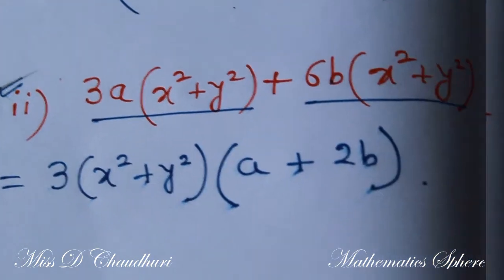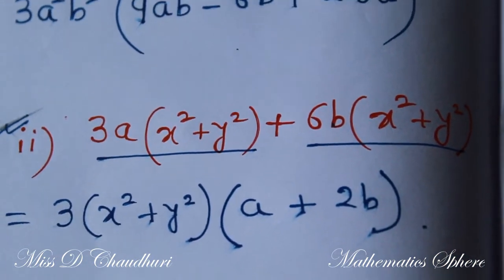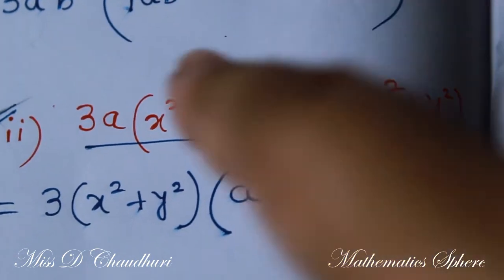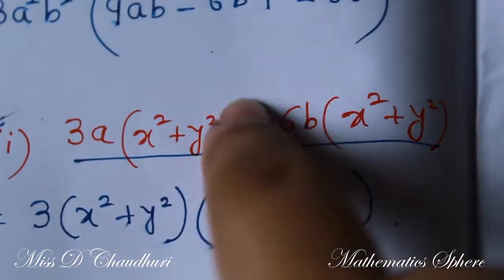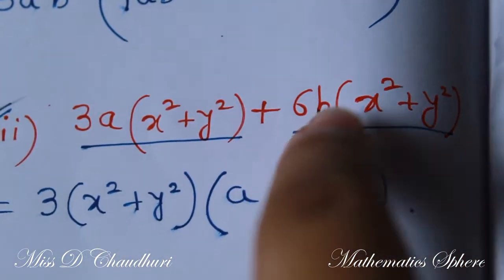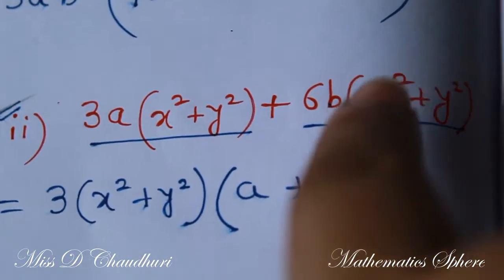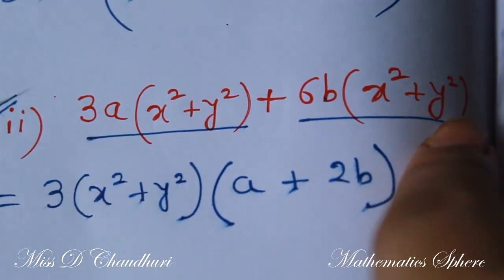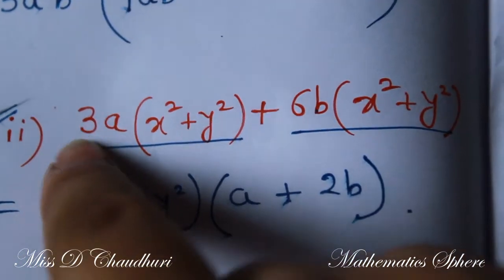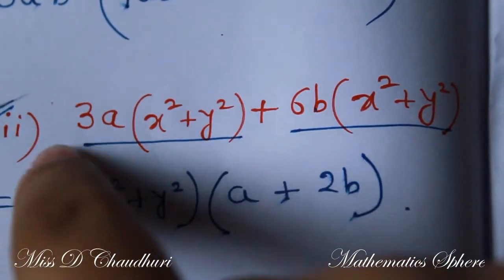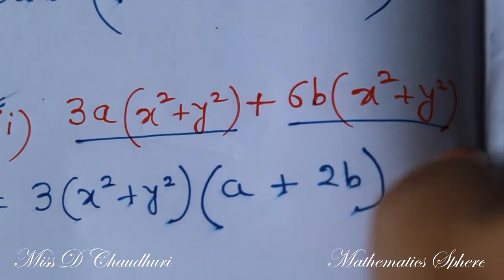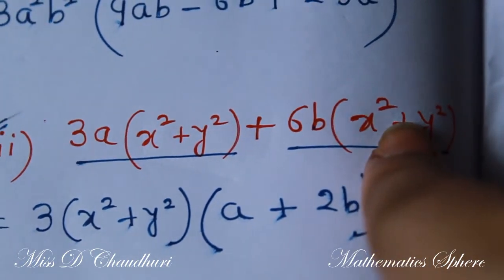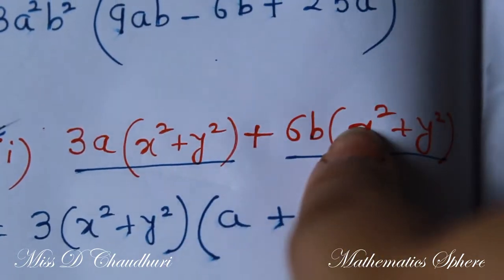Okay, now see this question. This question is interesting as well as important. They have given you 3a times (x square plus y square) plus 6b times (x square plus y square). Actually this is one full term, and this is one full term. You have learnt in class 6, 7, 8 that when it is given in product form, this is a full term, this is a full term. Now we will have to take out the common things from these two terms.